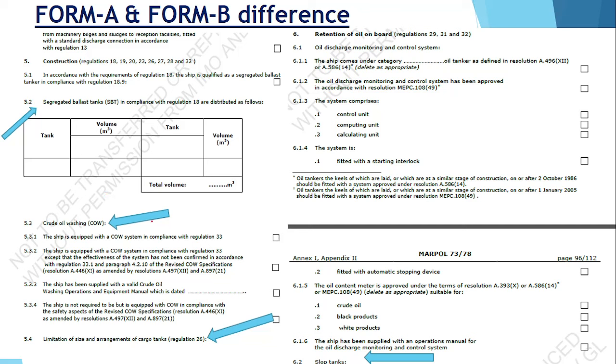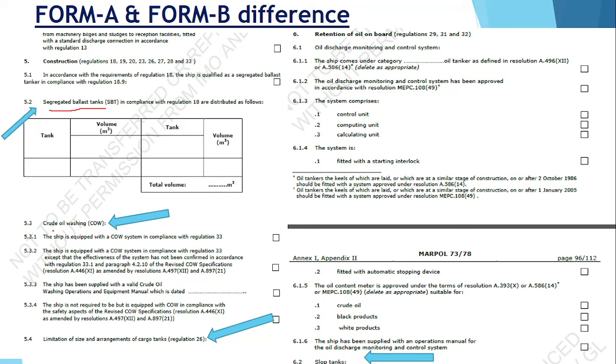Now let's see the difference between Form A and Form B. So Form A is almost the same as Form B. Additional things will be there from the fifth. 1 to 4 is common. The fifth is construction. In construction, we are talking about segregated ballast tank, from which frame to which frame this is provided, and what the total volume of segregated ballast is.